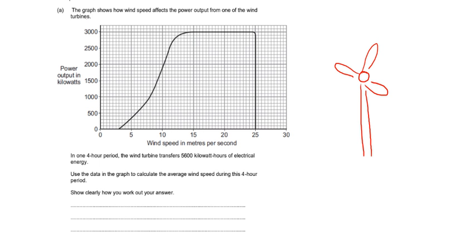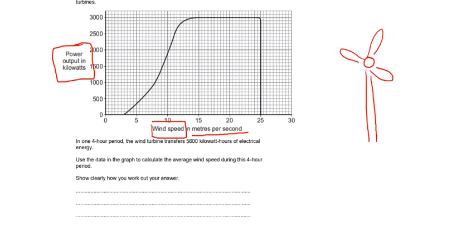If we look at this graph, on the left hand side we've got the power output, the y-axis, and on the x-axis we've got the wind speed, and this wind speed is in meters per second. Those are the key points that we've got here.